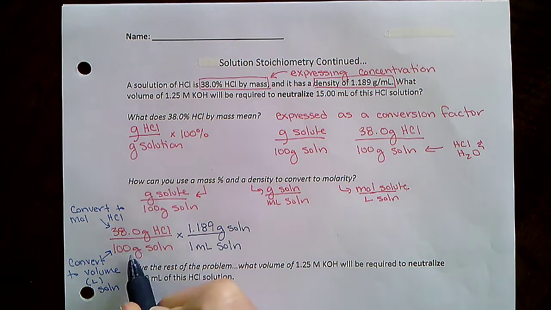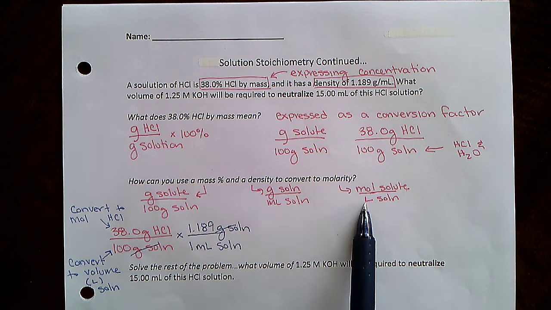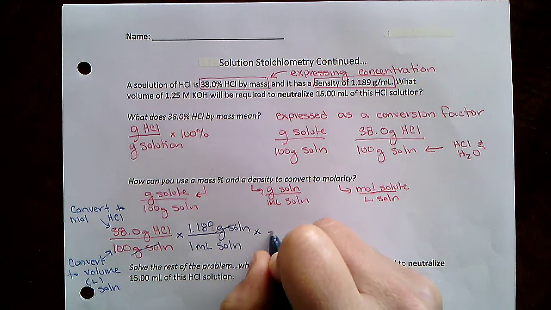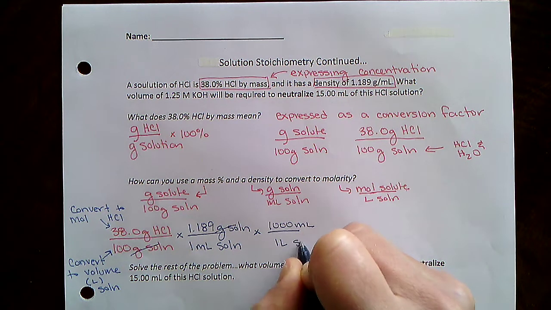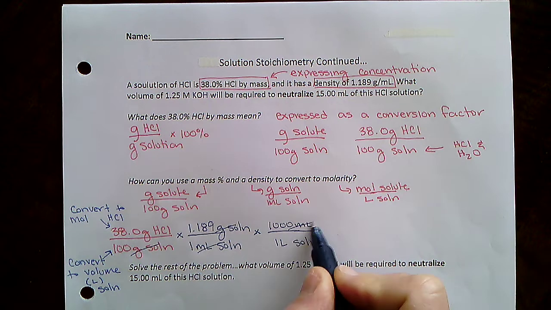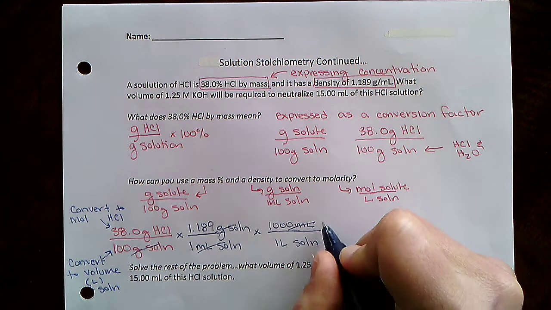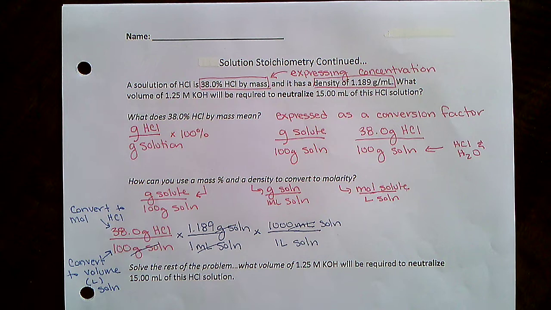Great. Units cancel. Now we're in milliliters of solution. That's wonderful. We just need to get to liters of solution. So all we're going to do is convert 1,000 milliliters to 1 liter of solution. Okay. And milliliters cancel. Just to be clear, this is of solution. So basically, multiplying this by the density and by 1,000 gives you liters of solution.